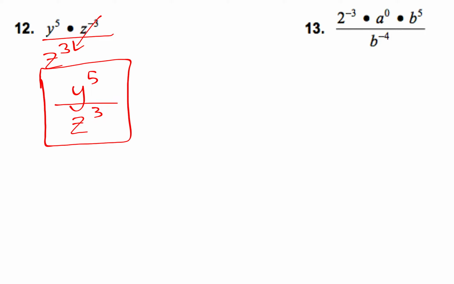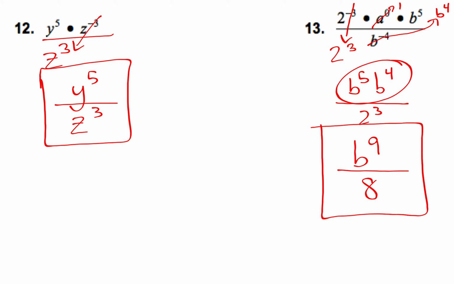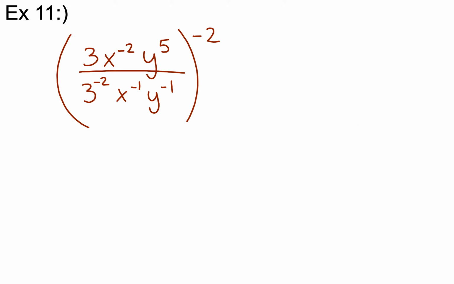Number 13, 2 to the negative 3. We'll go ahead and move that down. It becomes 2 to the positive 3. A to the 0 is just 1. B to the negative fourth can move to the top and become b to the fourth. And it looks like on top we've got b to the fifth, b to the fourth, and on bottom we've got 2 cubed. B to the fifth and b to the fourth can be put together to make b to the ninth. And then 2 to the third is 8. So this is b to the ninth power all over 8.